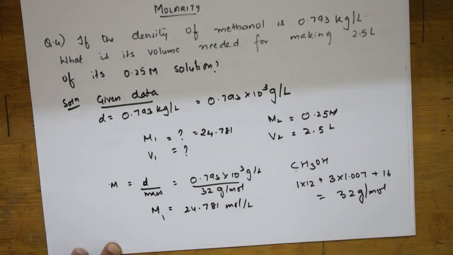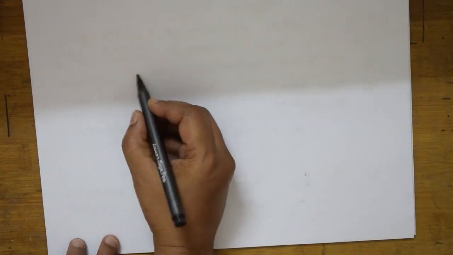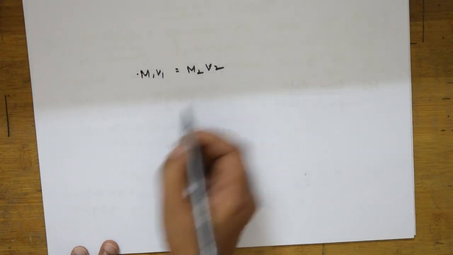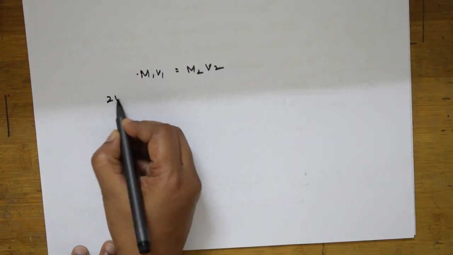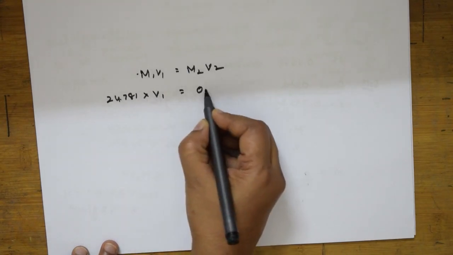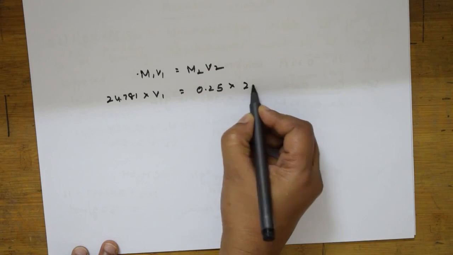Yes, let us turn the page and do the sum. So what is M1 now? We have got two things, but let us write this formula 2. M1V1 is equal to M2V2. Now how much is M1? 24.781. V1 I need to find. M2 is 0.25. How much is V2?